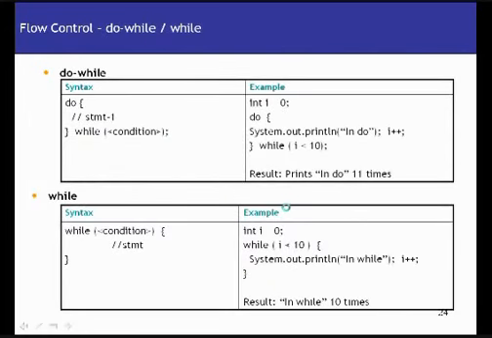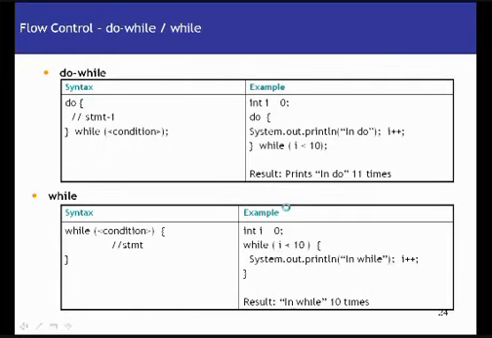Okay, next, do while and while. So now if you want to execute a certain set of statements repeatedly, you go for do while, you can also go for while, and you can also go for loop, which we will be talking about in the next slide. So what's the difference between do while and while? They are basically almost the same.